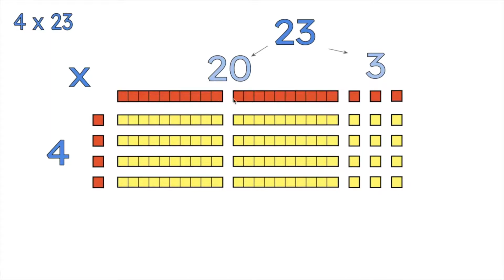We're going to use this outside part to help us multiply to find our inside part, our product. 4 times 20 equals 80, and 4 times 3 equals 12.